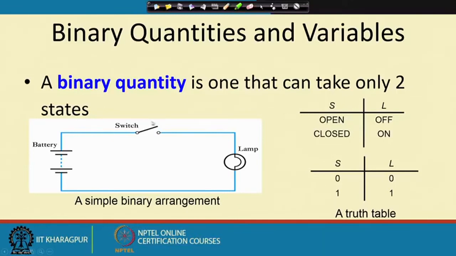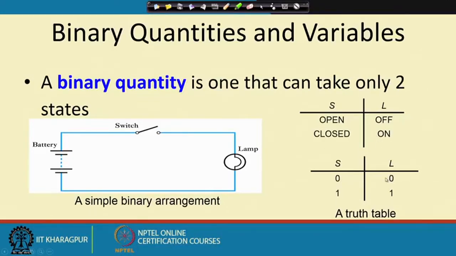So, we can think of it as a variable. The switch can be considered as a variable that has two states, open and closed, and accordingly the lamp has two states, off and on. This S and L, that is switch and lamp, are both binary quantities or binary variables. You can represent this in the form of a truth table, where open is represented by 0 and closed is represented by 1 for the switch. On the other hand, the lamp can be off, represented by say 0, and on, represented by 1.